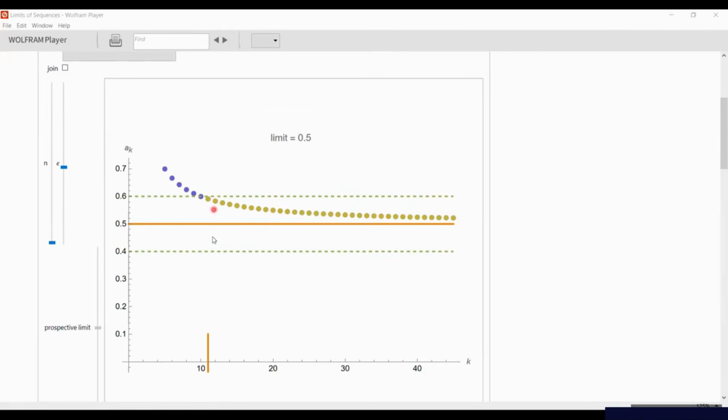Since after this kth term, every number in the sequence is in between L minus epsilon and L plus epsilon, we'll say this sequence has a limit. And where you have taken this interval L minus epsilon, L plus epsilon, it is at 0.5. That's how this sequence has a limit, which is 0.5. Understand, in the definition of a limit, we have discussed some epsilon also.